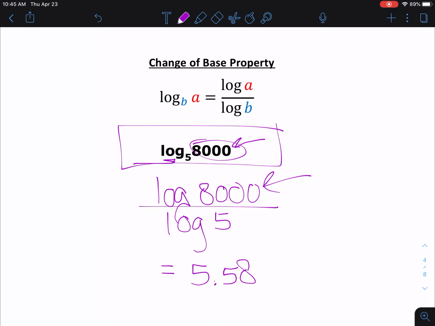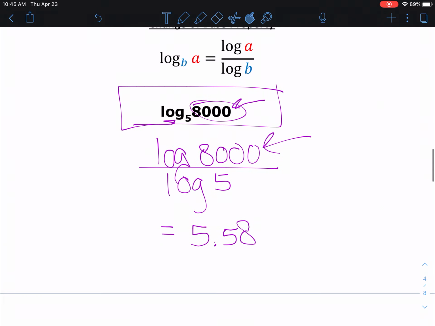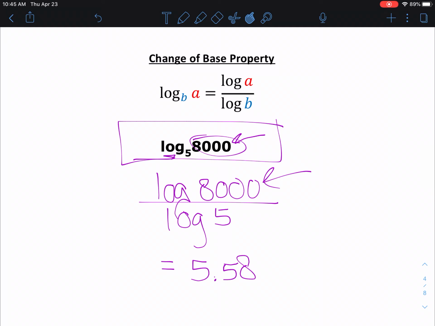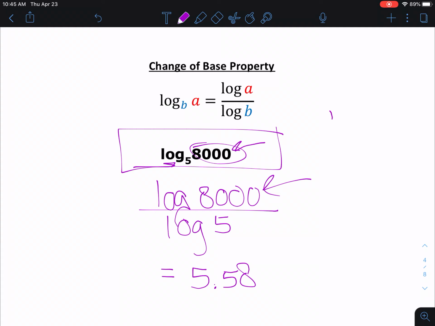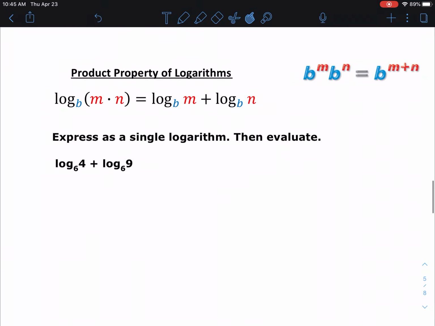So that's the change of base property. It's a fairly easy one to use, but it's super important. Okay. So also, before I move on, this just really means 5 to the 5.58 power would give me 8,000. Okay. All right, so the first property that I want to look at is this product property of logarithms.